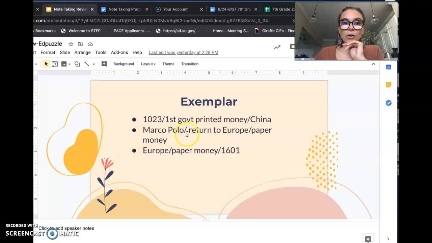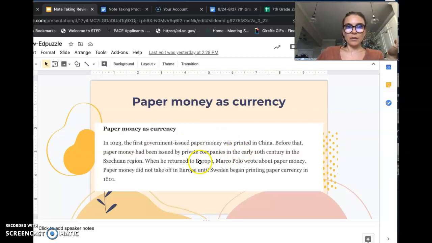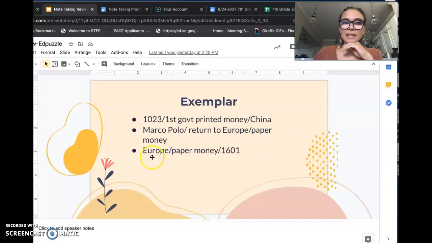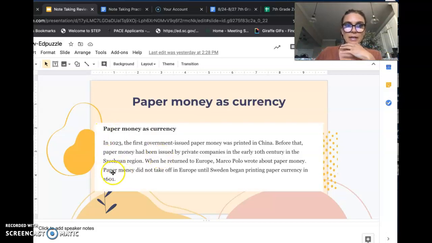Second thing I have Marco Polo / return to Europe / paper money. Because I remember in the article that they talked about how Marco Polo went back home to Europe and he told everybody about the paper money, right? He was spreading the word. It even says there, when he returned to Europe, Marco Polo wrote about the paper money. The last thing I have was Europe / paper money / 1601. Because I know that Europe really didn't get paper money until 1601, because that's what the last part says. Paper money did not take off in Europe until Sweden began printing paper currency in 1601.